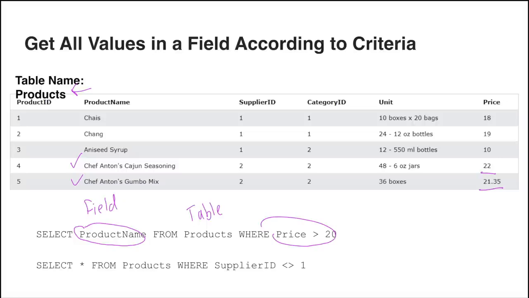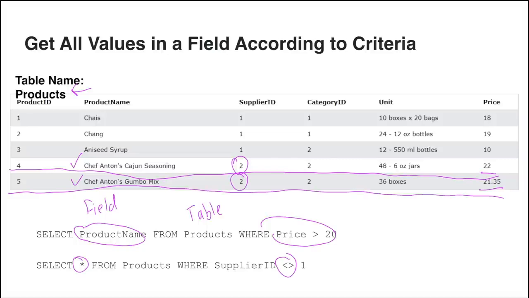On the other hand, right here, we have select star from products where supplier ID is not equal to 1. When you do select star, that means we're selecting all the fields: product ID, product name, supplier ID, category ID, unit, and price. But we're only going to show all of those fields for every record where the supplier ID is not equal to 1. That's what not equal means here. So for these 2 records, we're going to show everything. That's what the star means. Again, this is another select statement, but here we're using the where keyword in order to set some criteria for what's going to be displayed.